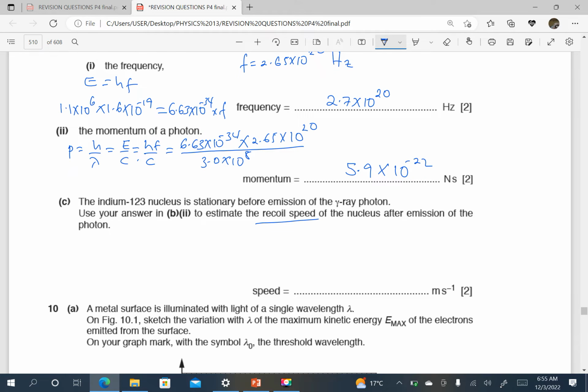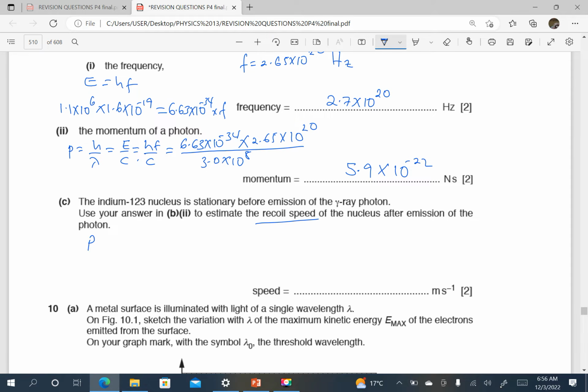So because the momentum is initially 0, when it emits a gamma photon, which has the momentum that we have calculated, the nucleus should also recoil so that momentum is conserved. It should move in the opposite direction so that the total momentum is still 0. So the momentum will be the same as the one above.